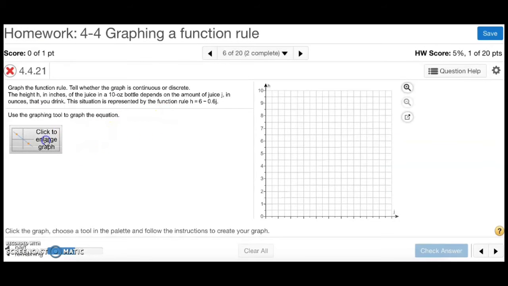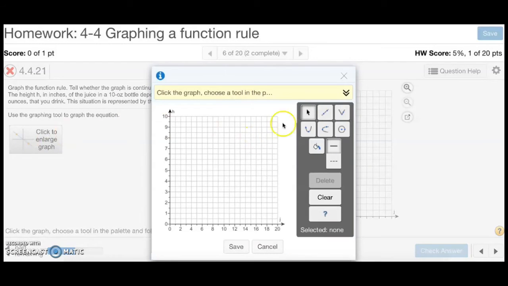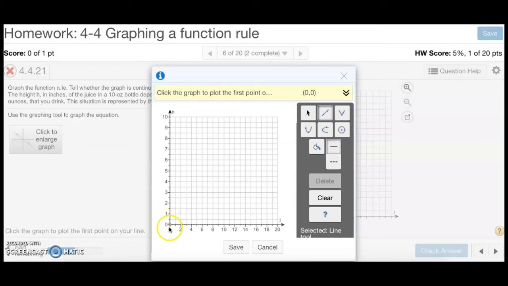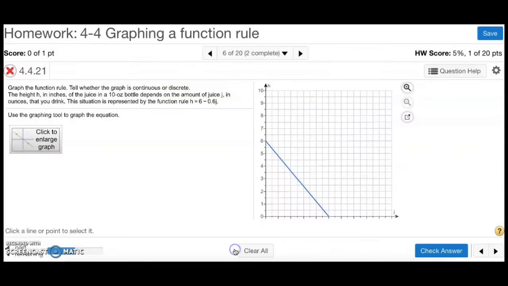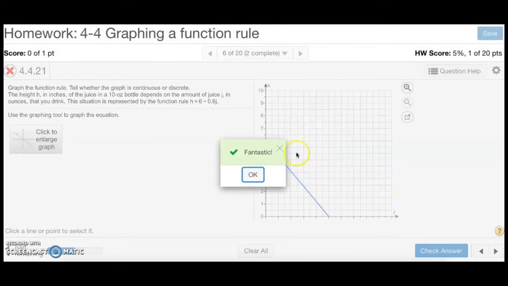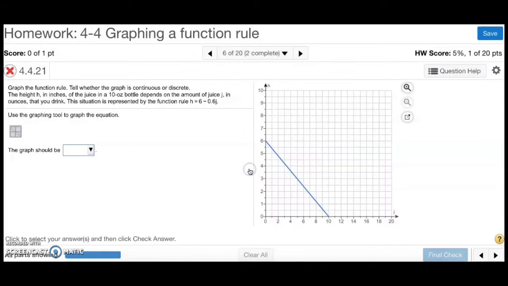So I'm going to click to enlarge the graph to graph it. Click this one because it's a line. So start at 0, go up to 6, and then go to 5, and go up to 3. Click Save, check Answer, and the graph is correct. Now, we have a choice to say whether it's discrete or continuous.